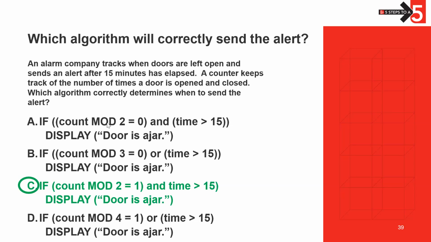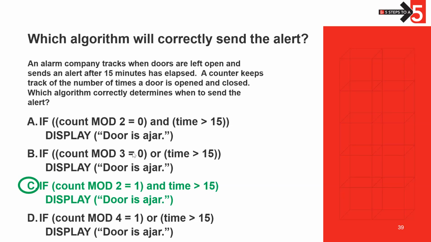So if you remember your modulus math, okay, any number divided by 2 with a remainder of 0 is even. So we already just said that, hey, it's going to be odd when the door is left open. So this is not the correct answer because it says when the count is even and time is greater than 15, then say the door is ajar. So that's A, let's look at B. Now B is a little interesting because we're doing modulus math with 3.